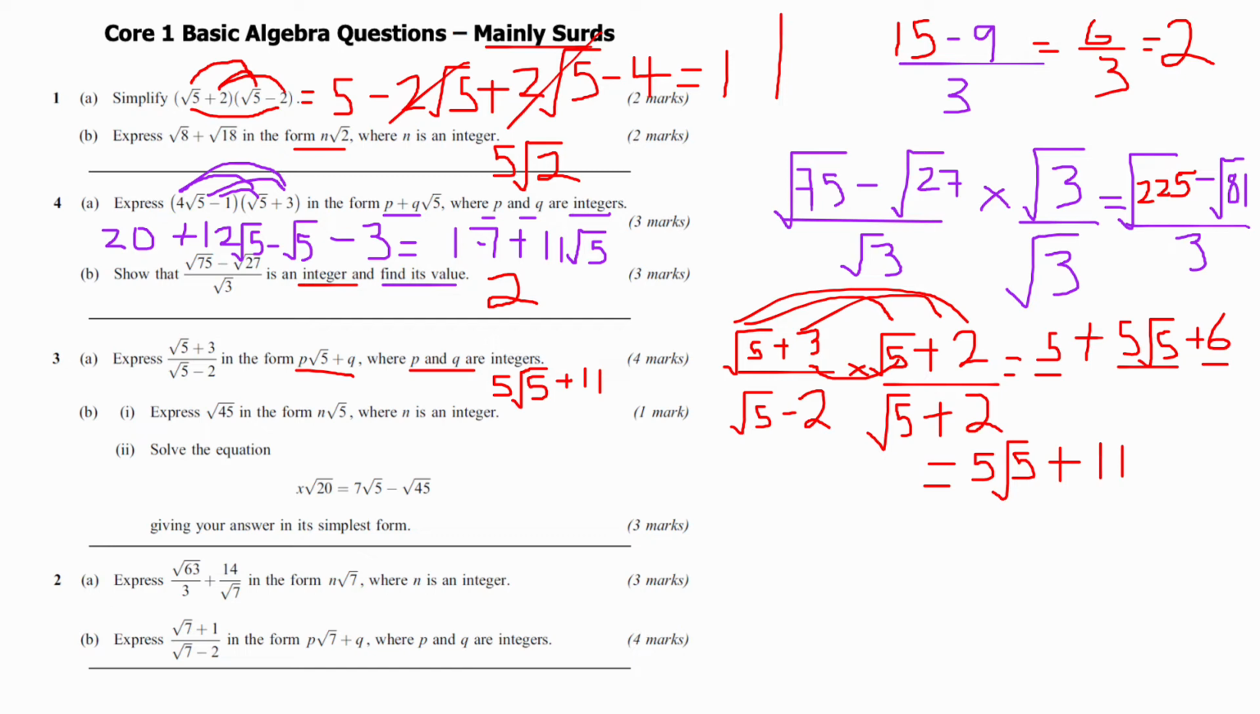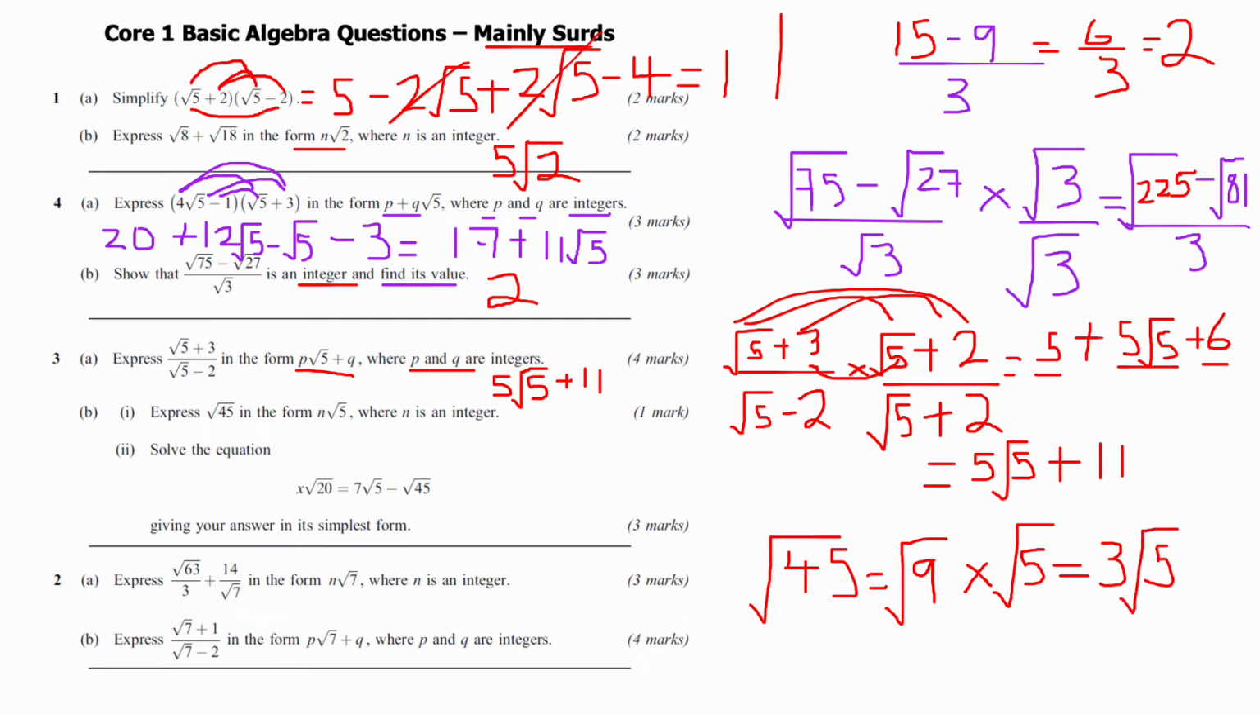Okay, part B, part I, guys, express root 45 in the form n root 5. So it's simplifying surds. Again, it's finding the highest square number factor that goes into it. A little clue here is I've got a root 5. So it's going to be the square root of 9 times the square root of 5. The square root of 9 is going to be 3, so I'm going to have 3 lots of root 5. So for that question, I'm going to have 3 root 5.